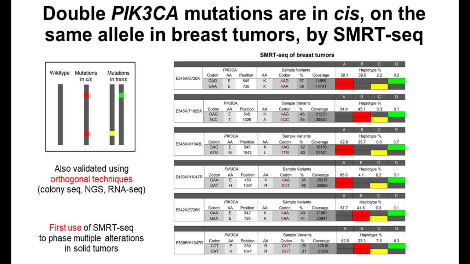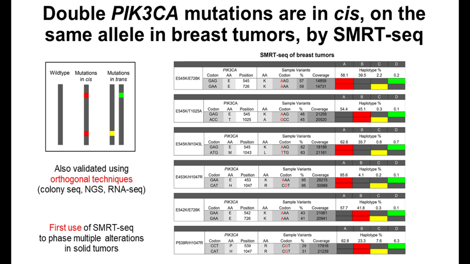In the first row, we have a patient with E545K, E726K. This is the most frequent double mutation combination that we see in breast cancer. And looking at the colored bars on the right, you can see that 58.1% of amplicons contain mutations in cis on the same allele, which are shown in the red squares.